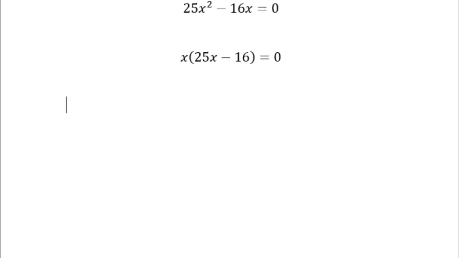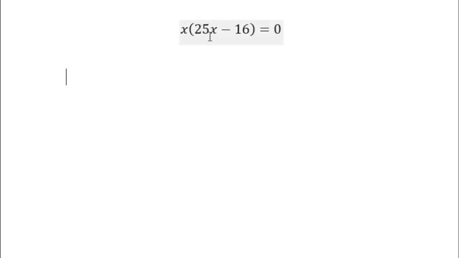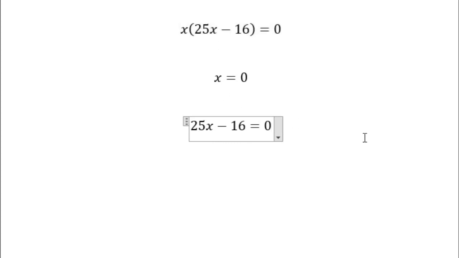This equation here gives us two different equations we can use to solve for x. So in this case we have that x equals 0 is our first equation, and our second equation is 25x minus 16 equals 0. So either x equals 0 or 25x minus 16 equals 0. We can go ahead and solve this equation for x.